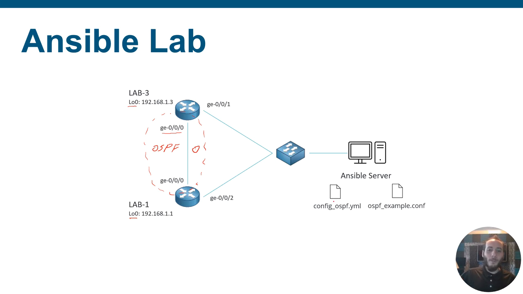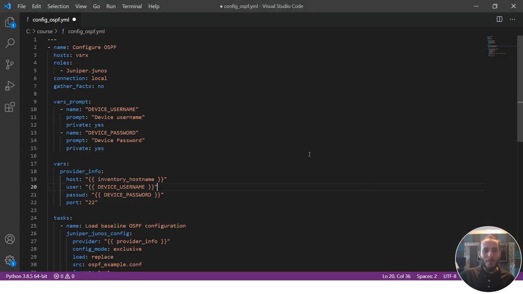So this is going to be done by our playbook defined in our YAML file here called config_ospf.yml. And this playbook is going to use configuration that is specified in ospf_example.conf. It is actually going to pull the configuration out of that file and apply that to our devices. So first up, let's go ahead and just review the playbook here and take a look at what that's going to look like and how we're going to achieve this.